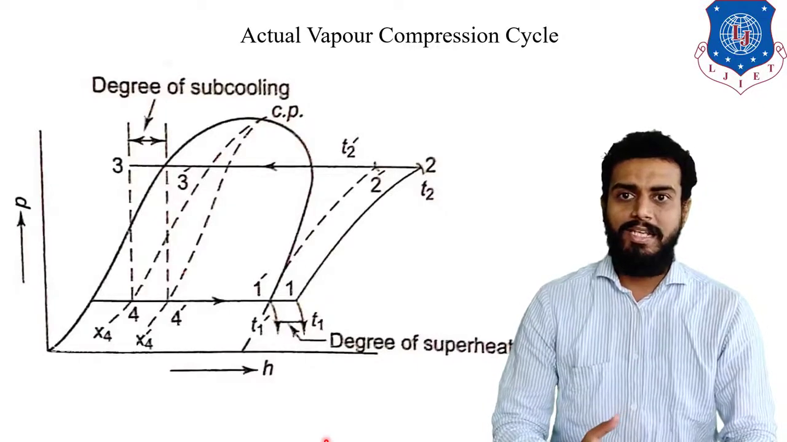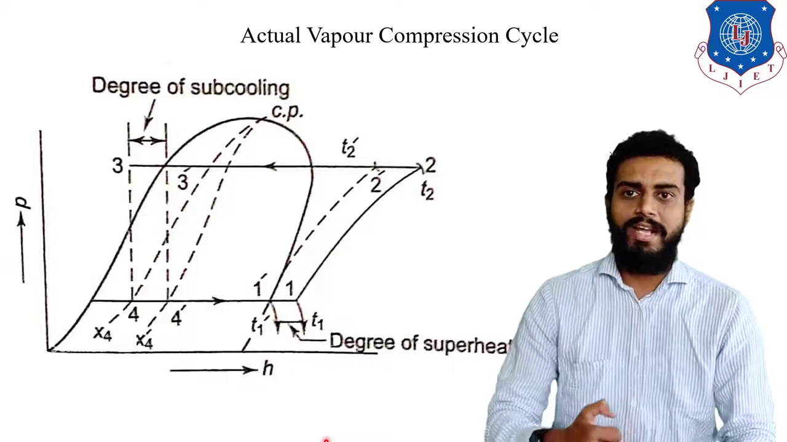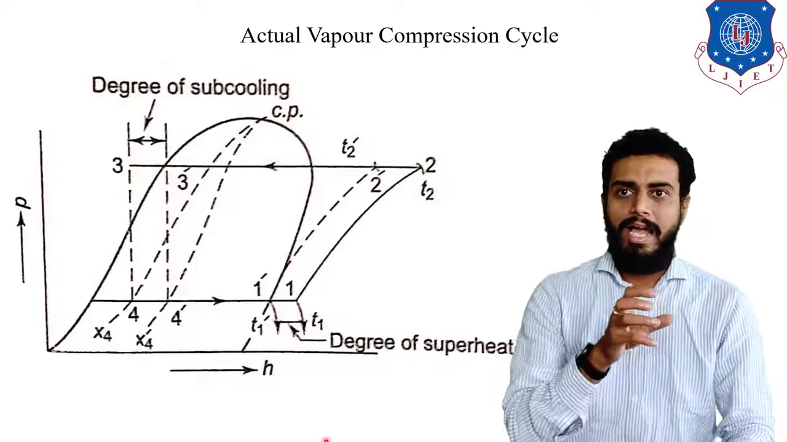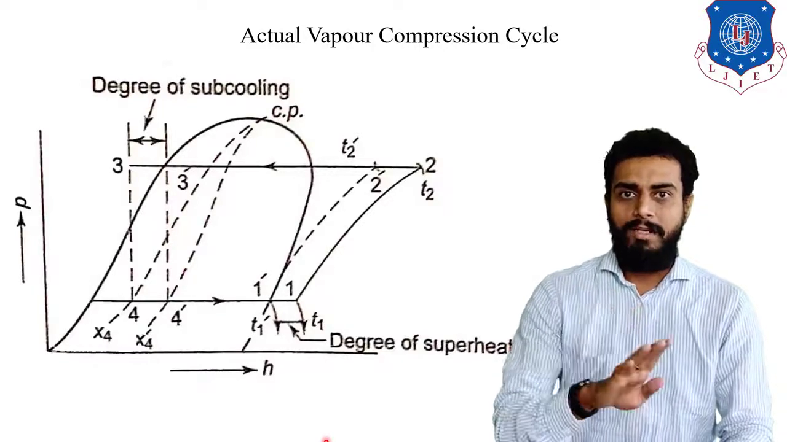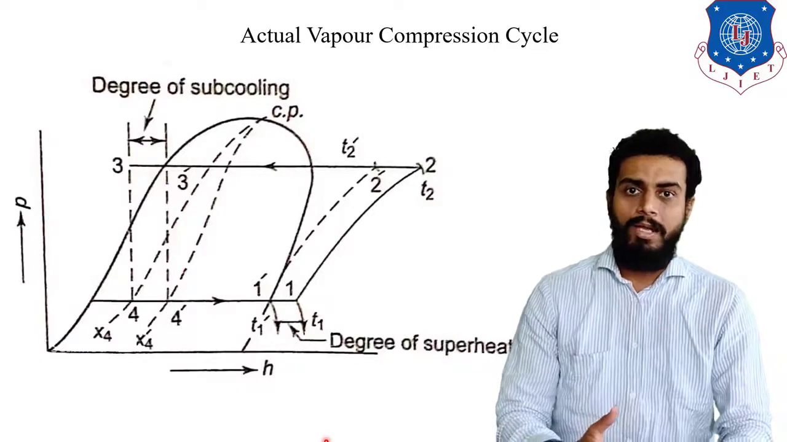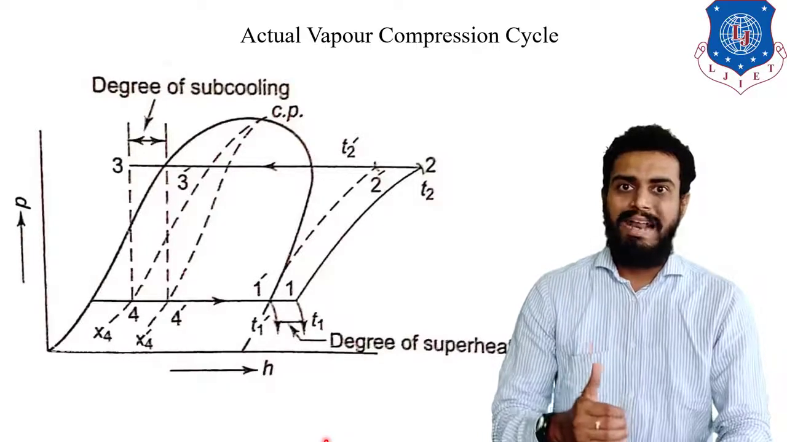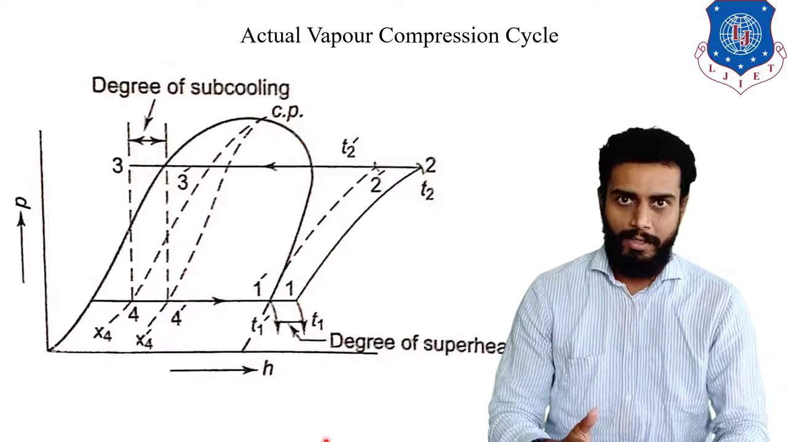Here you can see initially the normal refrigeration cycle is 1 dash, 2 dash, 3 dash, 4 dash and back to 1 dash. That is highlighted by the dotted lines. That is the normal cycle. In the normal cycle you can observe that at the inlet of the compressor you have dry vapor, and at the outlet you have superheated vapor, right?